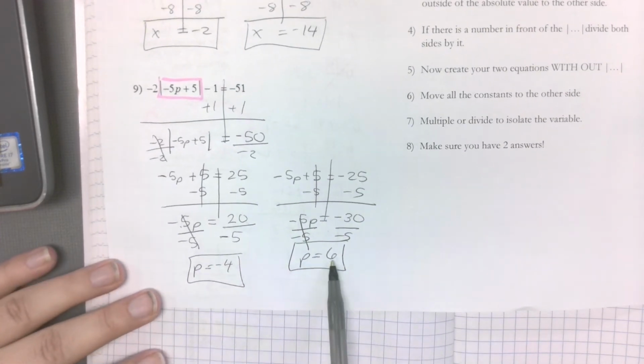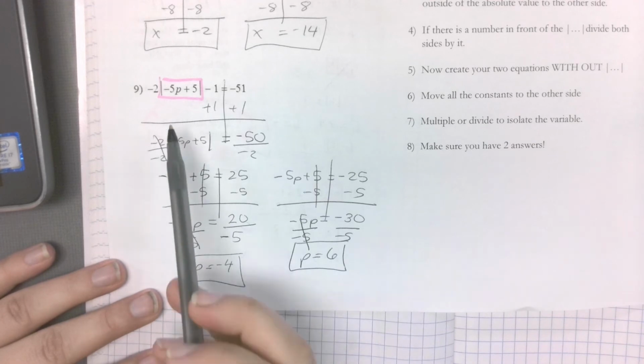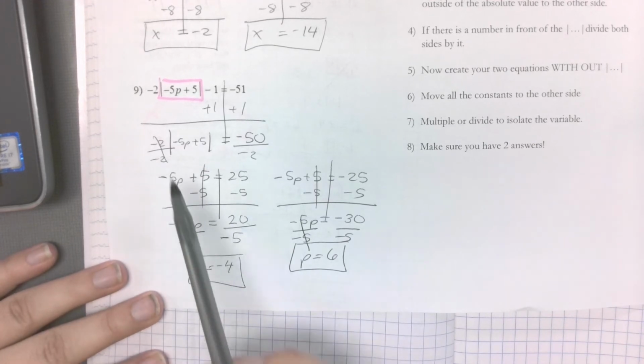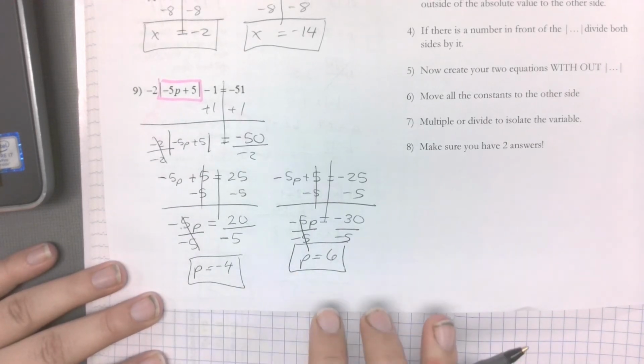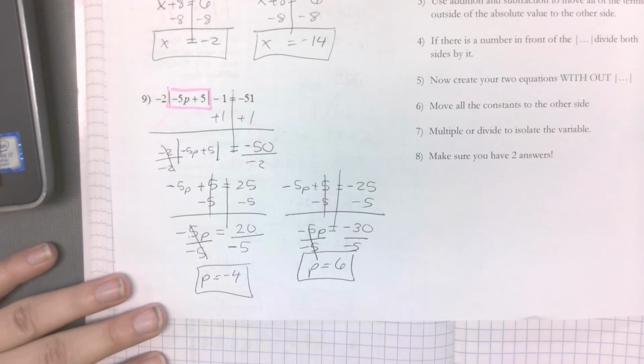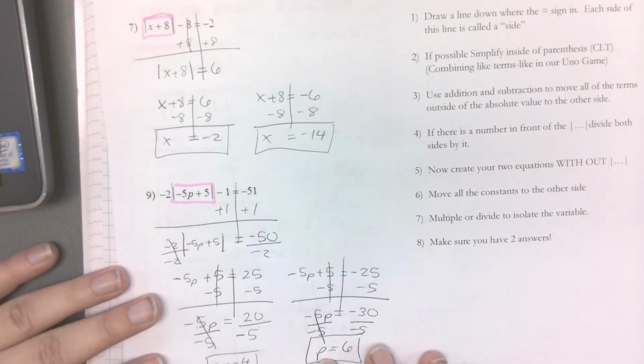So make sure you're getting two answers. You can always plug it back in and check. I would use a calculator to throw it in and check and see if you're getting it right. And that's pretty much it. Be nice to the sub.